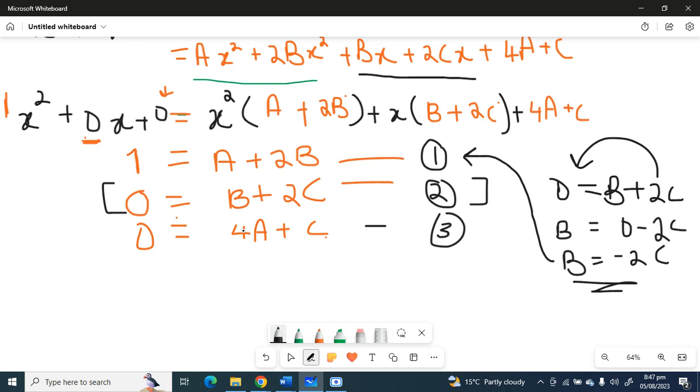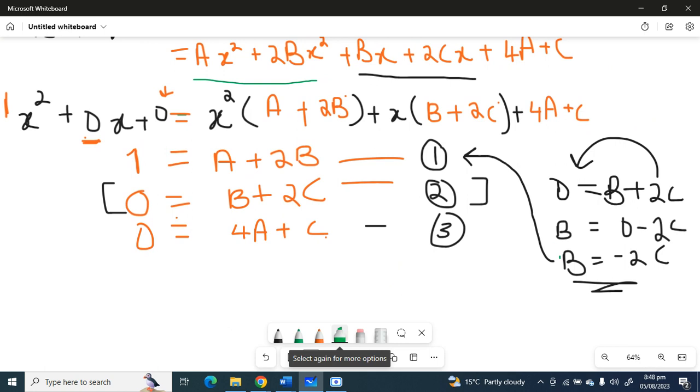So at this point, it's up to you, whichever equation you feel comfortable with. If we wanted, we would have used equation 3, would have just said c equals negative 4a, then substitute it into equation 1. We would have used equation 1, adjust it, and substituted it into equation 3. But in this question, first we've adjusted equation 2.